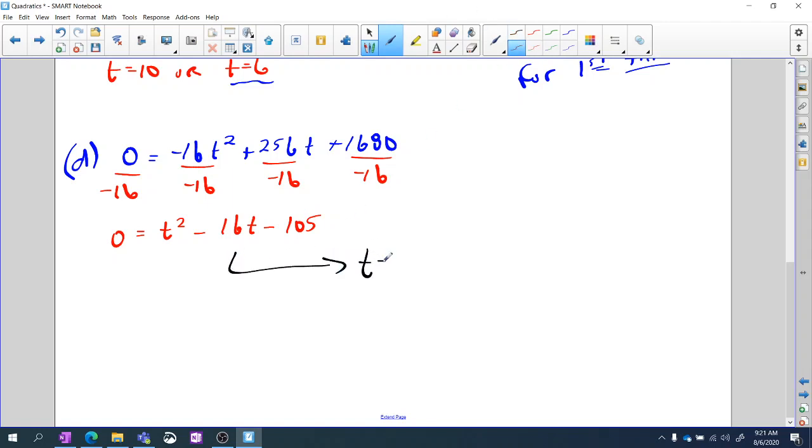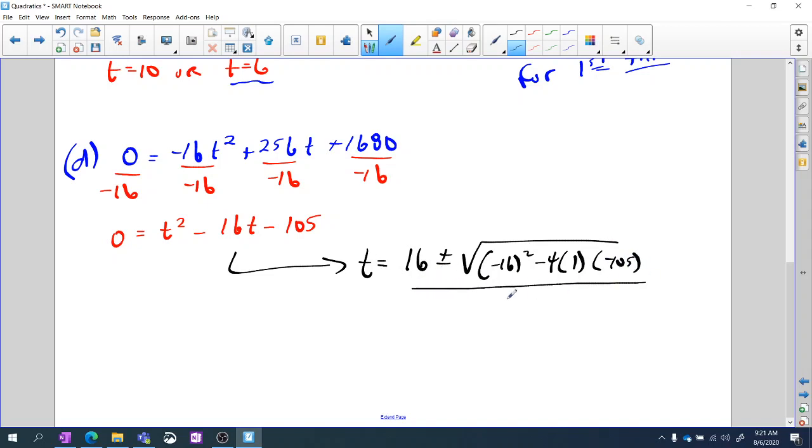What I'm going to do this time instead is I'm going to rely on the quadratic formula. So t equals. So t is taking the place of your x. So instead of x equals, it's t equals negative b plus or minus the square root of b squared subtract 4 times a times c. All of that divided by twice the a value. 16 plus or minus. Now the next thing I got to figure out is what's this equal. So I've got 16 squared, so that gave me 676.